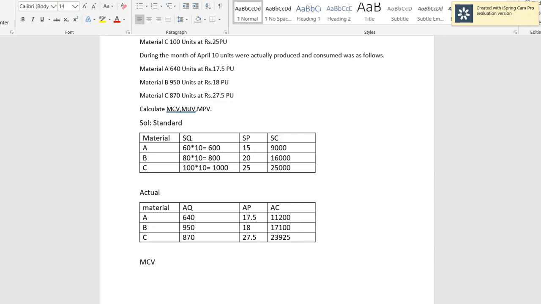Material cost variance is equal to standard cost minus actual cost. So for each material, we are going to solve the problem. For material A, what is the standard cost? That is 9,000. 9,000 minus the actual cost of 11,200 is equal to minus 2,200. So as it is negative, this is adverse variance.